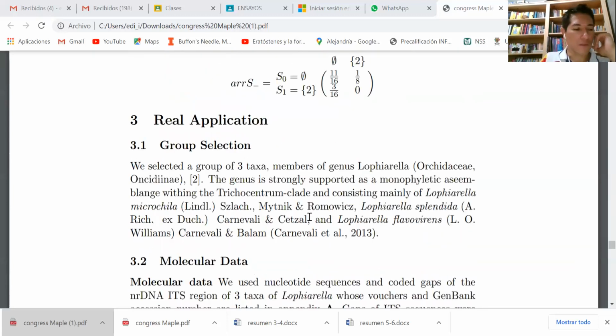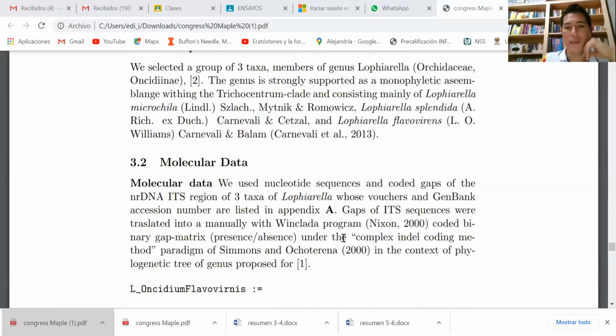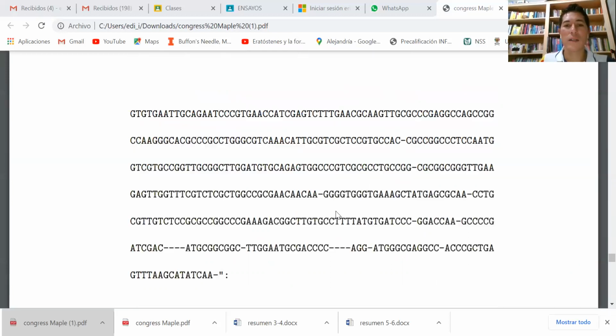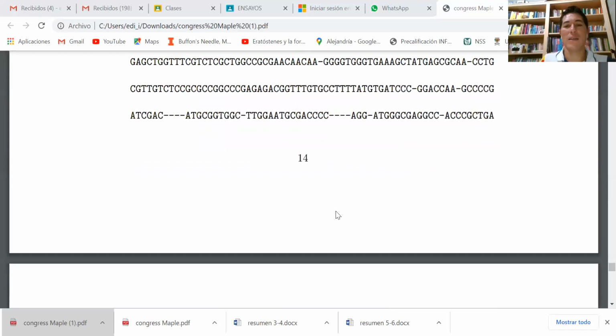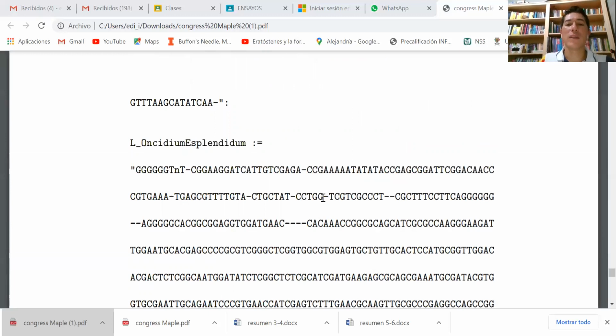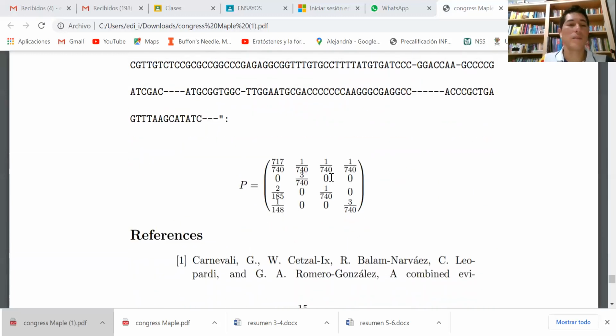Finally, I would like to show a real application. We have 3 different real species of endemic plants in Mexico: Lophiarella microchila, Lophiarella splendida, and Lophiarella flavovirens. These 3 species were given to me by Dr. Ricardo Balán. These are the sequences. They are not equally long and they have gaps. So I had to implement all procedures I showed before. First, to fill the gaps, then to obtain matrix P.